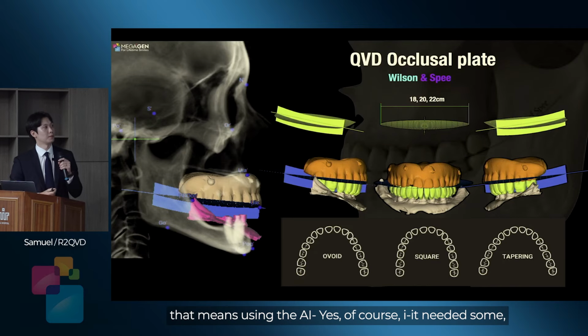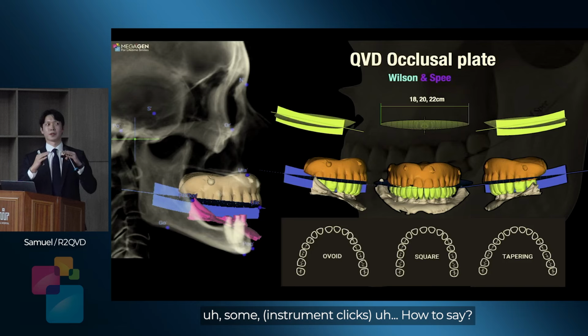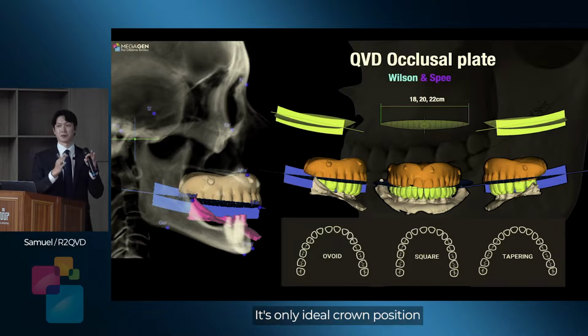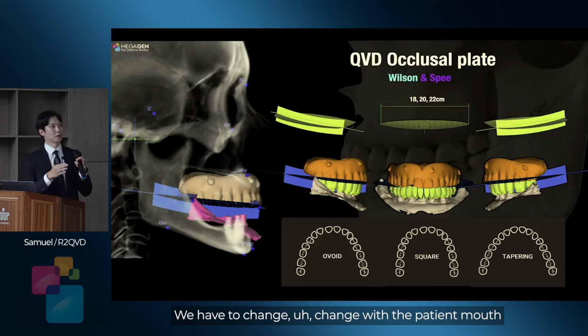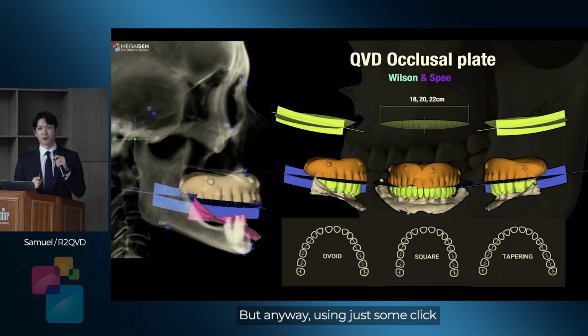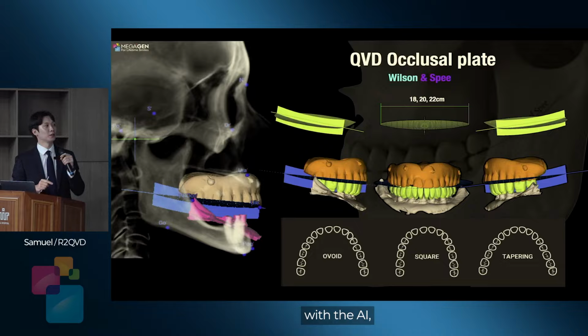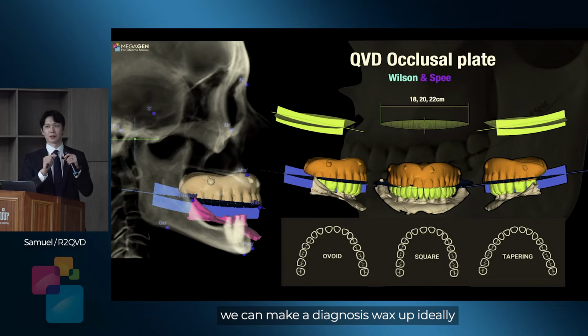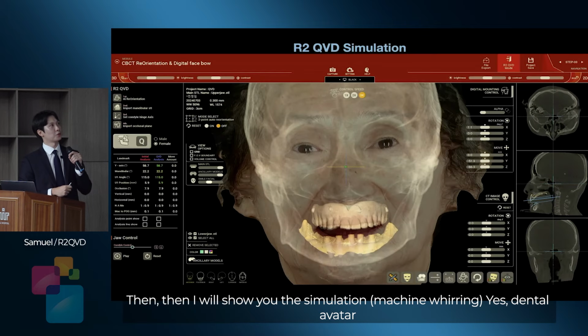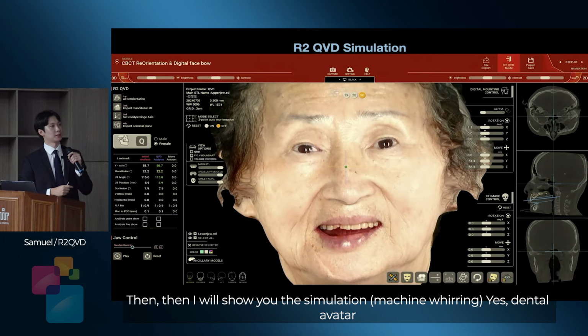So using the AI, yes, of course, it needs some changes. It's case by case. It's not perfect. It's only the ideal crown position. We have to change it to fit the patient's mouth. But anyway, with just some clicks with the AI, we can make a diagnostic wax-up ideally. Then through this, you can control things, and you can make a full wax-up. Then I will show you the simulation. Yes, dental avatar.